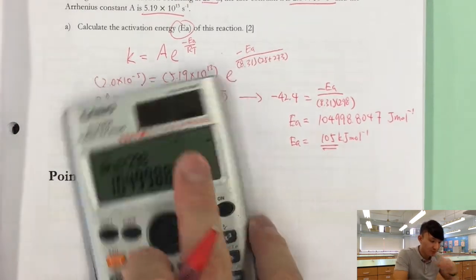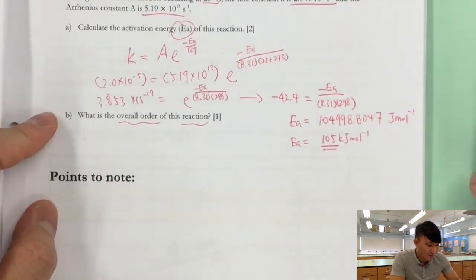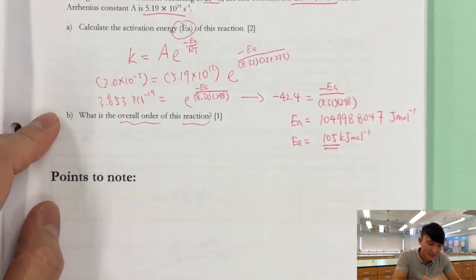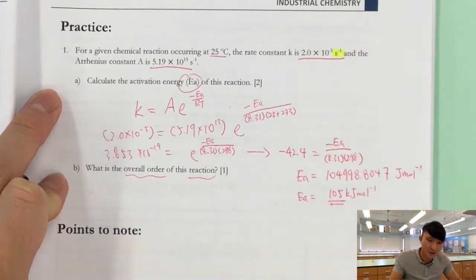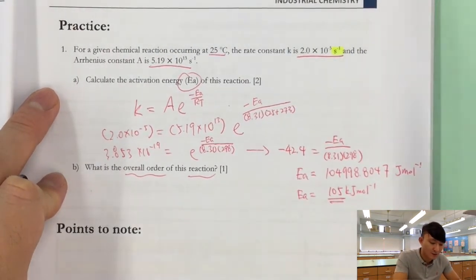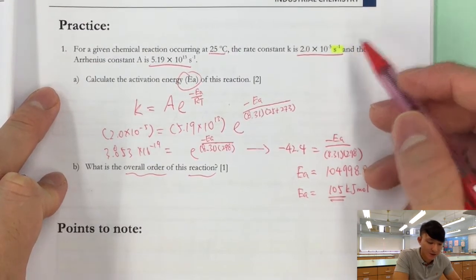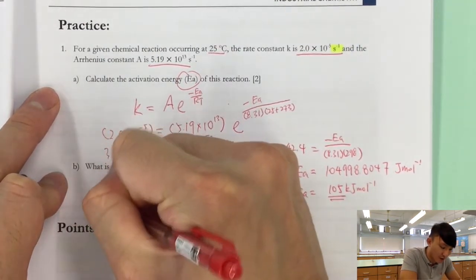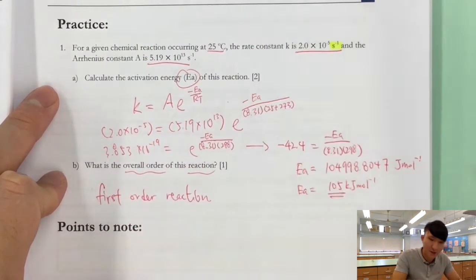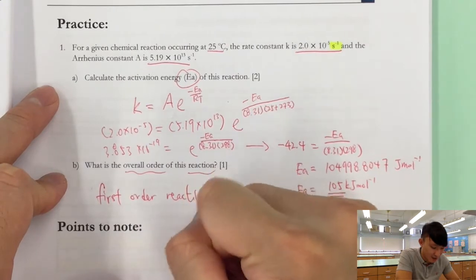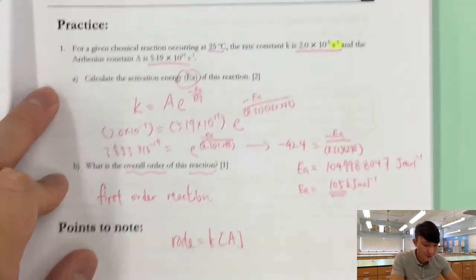Okay? Now what is the order of the reaction? So actually, the order is kind of implied by the unit of the rate constant. So the rate constant unit is s to the power negative 1. This implies first order reaction. Okay, so it's like rate equals to k times [A] to the power 1. Okay.